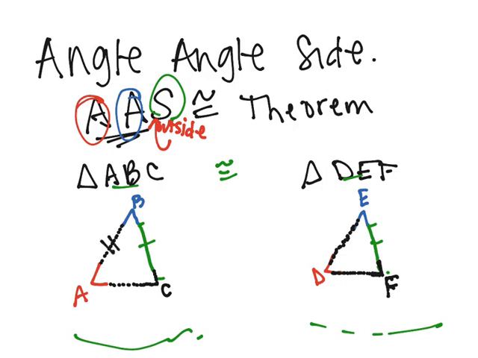So when we have two angles and an outside side, our triangles are congruent, which is interesting because it's similar to the angle side angle theorem where we had two angles and the side in between being congruent to each other. This time we have two angles and the side on the outside. So it looks to me like when we have two angles, we might always have congruent sides, congruent triangles. Very interesting.